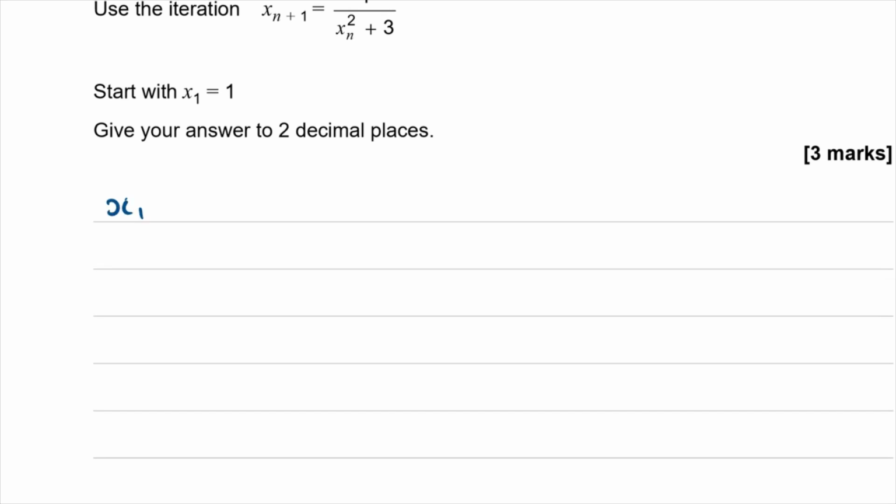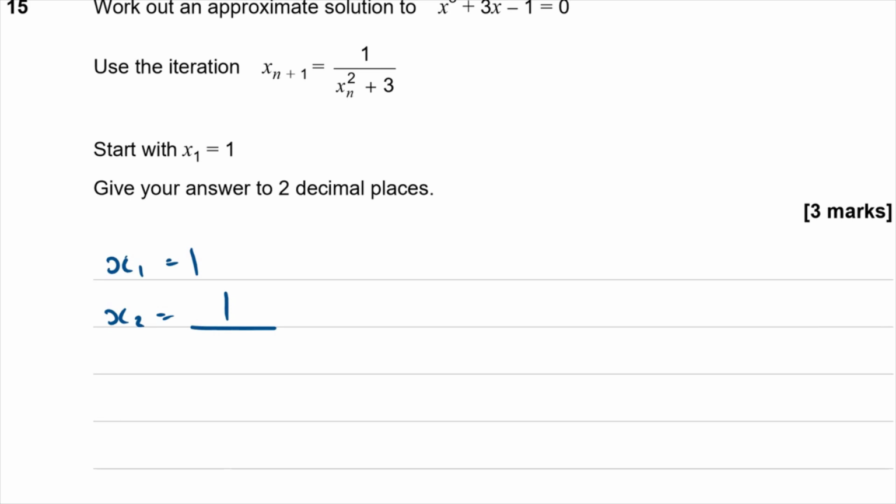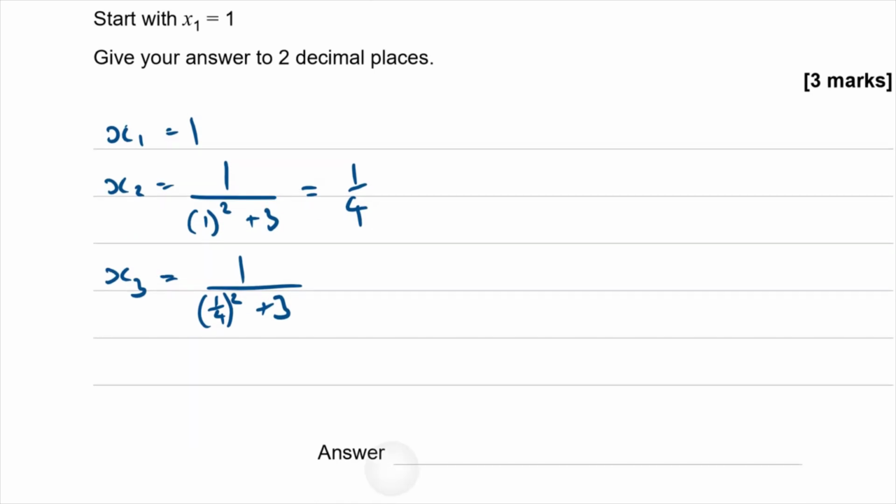So x1 equals 1, so then x2 is going to be 1 over our x1 value squared plus 3. Okay, so 1 over 1 squared is 1, plus 3, is 1/4, isn't it? And then we keep doing that. We're going to feed 1/4 back into here to get x3. So x3 is going to be 1 over 1/4 squared plus 3.